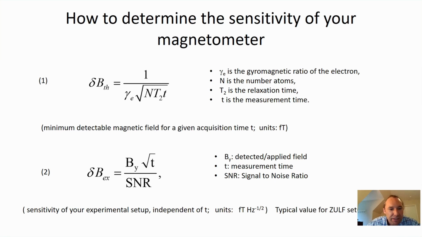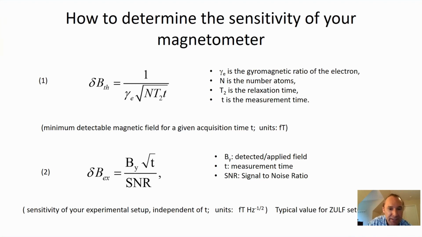let's say you apply a magnetic field, By, that you know, that you've calibrated, you've built the coils, you know what kind of magnetic field they produce, and you apply that magnetic field for a time t, and you measure your signal, maybe at a certain frequency. Then you can take the Fourier transform of your measured signal, calculate the signal to noise that you have, and thereby establish the sensitivity of your device.